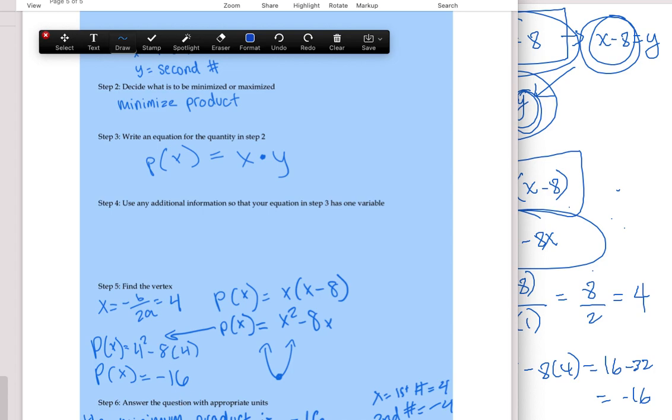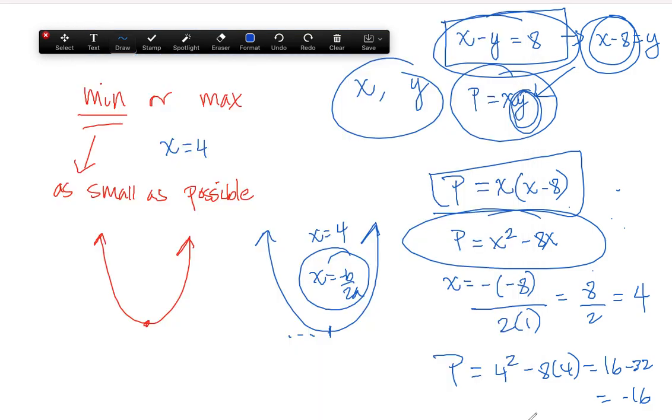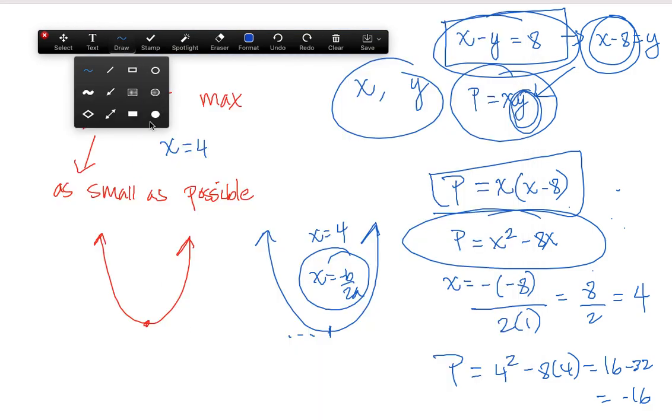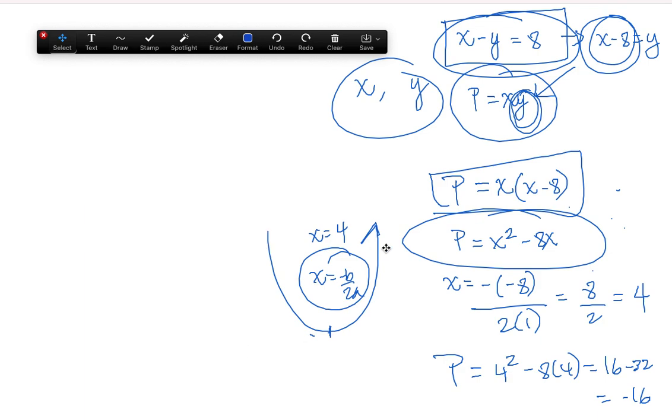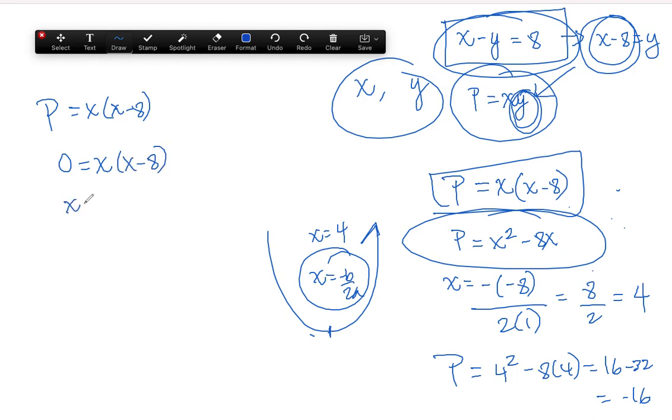Okay, so we found that the minimum value is negative 16. Now, at the start of the question, it said find the two numbers. So to find the two numbers, you take your equation once you've got it all in terms of x, which is p equals x times x minus 8 in factored form, and set it equal to 0. So we get 0 equals x times x minus 8. From there we get x equals 0 or x minus 8 equals 0. So from x minus 8 equals 0, we get x equals 8.